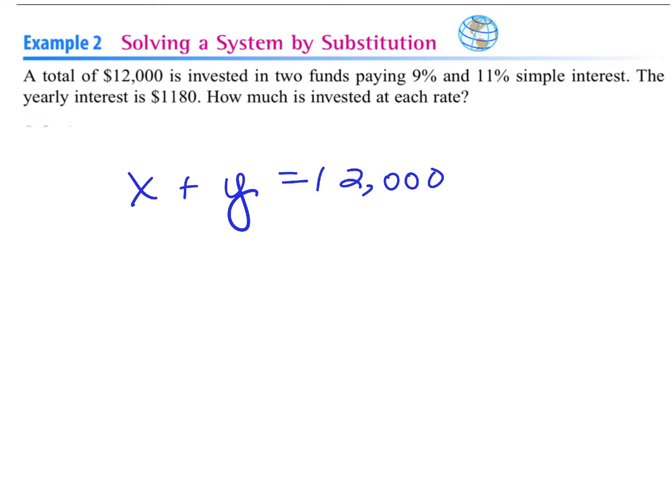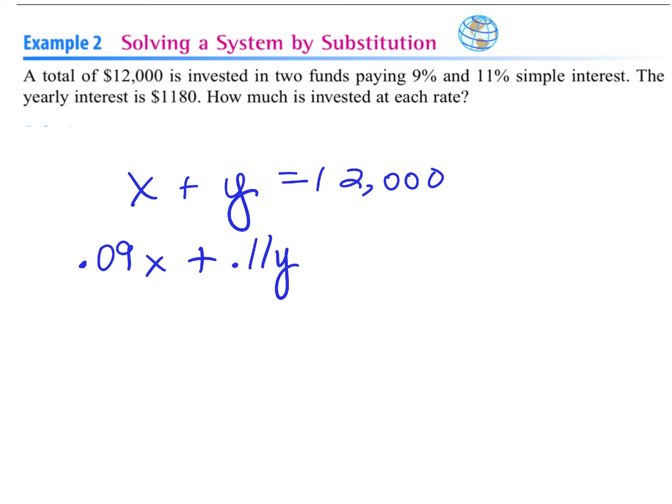Then it says that they tell you about the funds. One is 9% and one is 11%. Can we just pick? You just pick. It doesn't matter. If Audrey does Y is the 9% and Sarah does X is the 9%, you'll still get the same answer. But I can't use a percent in my equation. How would I write that? Okay, so I'm going to say that the X fund is 0.09, okay? And I'm going to say that the Y fund is 0.11.